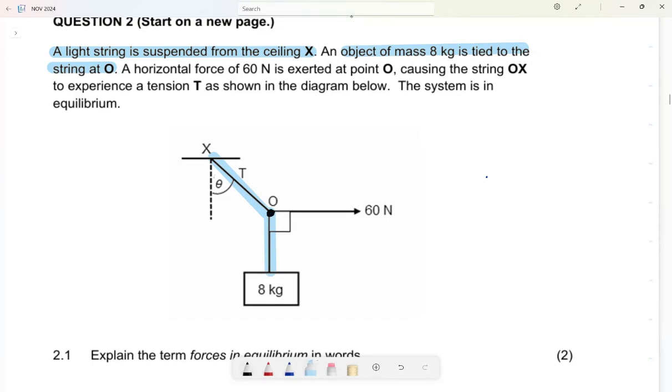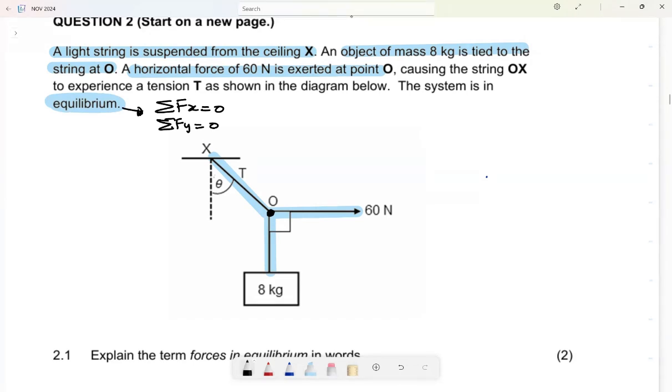And then a horizontal force of 60 newtons is exerted at point O, causing the string OX to be in tension. The system is in equilibrium. Remember, equilibrium is very important. Equilibrium means all the forces are balanced, meaning the sum of all the forces in the X direction is equal to 0, and the sum of all the forces in the Y direction is equal to 0.